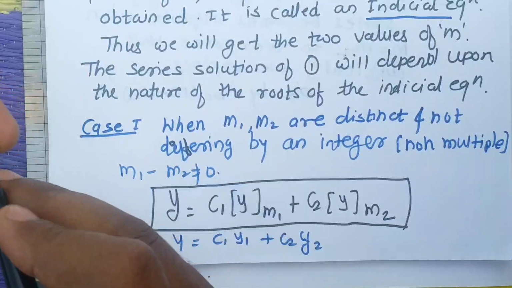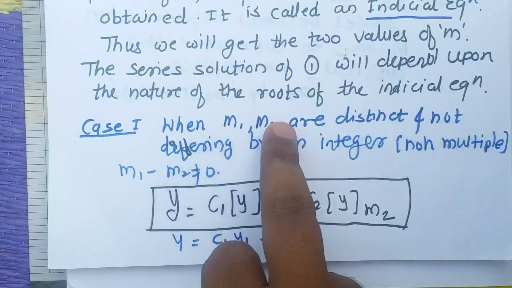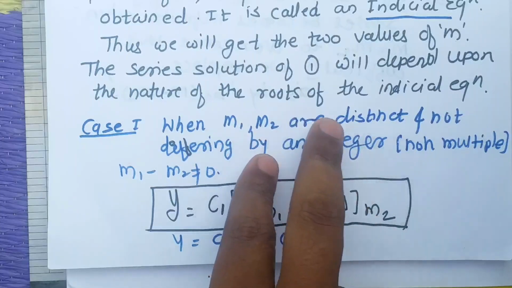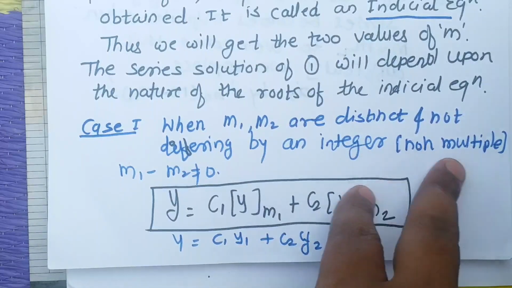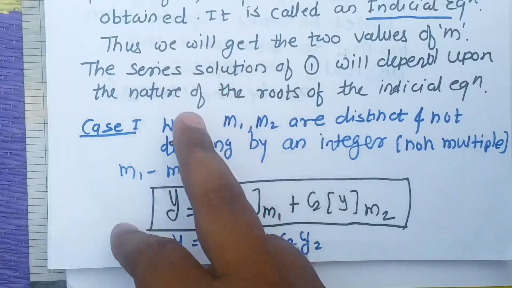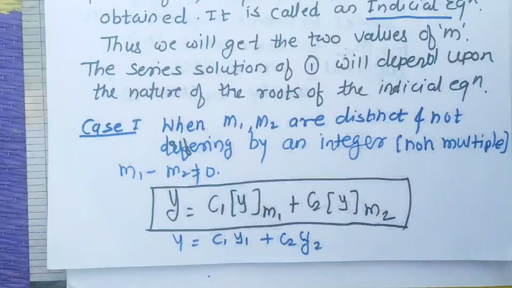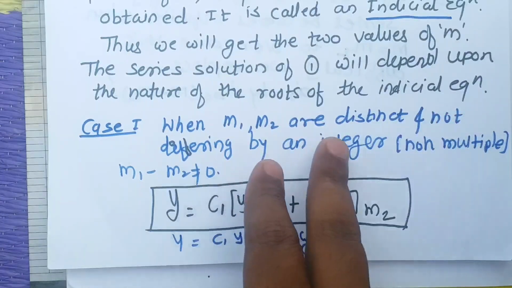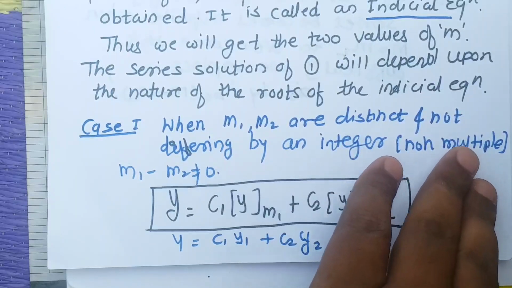not differing by an integer. Okay, the meaning of this line, distinct meaning everyone can understand, but what is the meaning of the second line, not differing by an integer? It means non-multiple, means it should not be like one root is 2 and other is 4. So 2 and 4 are multiples of each other, right? So such roots are called as roots differing by an integer, and non-differing roots means they are not multiples of each other. Okay, simply you can take its meaning as they are not multiple of each other.